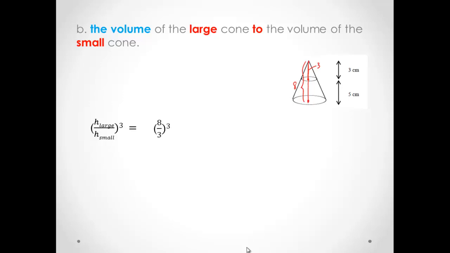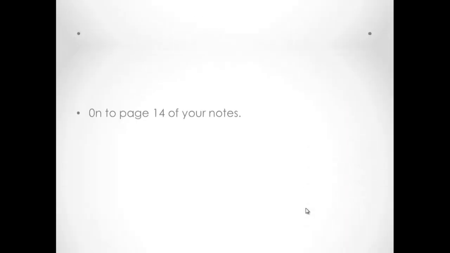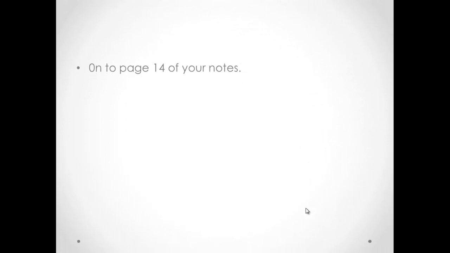So we have 8 over 3 cubed. That equals 512 over 27, or 18.963. What that means is, if we're thinking about how much volume or how much the larger cone can hold, it can hold 18.963 times more stuff than the small cone. And on to page 14 of our notes.